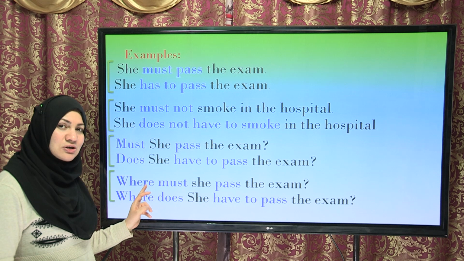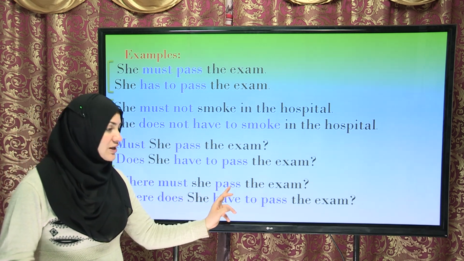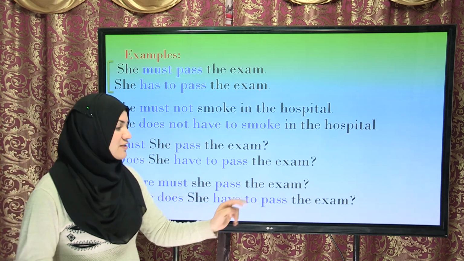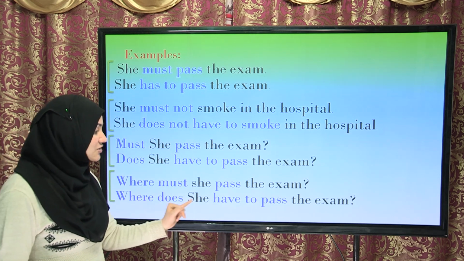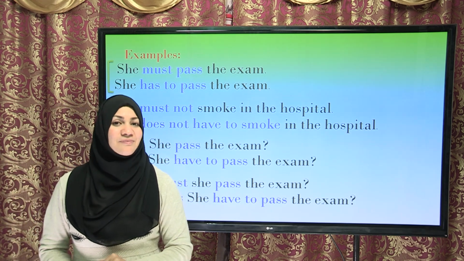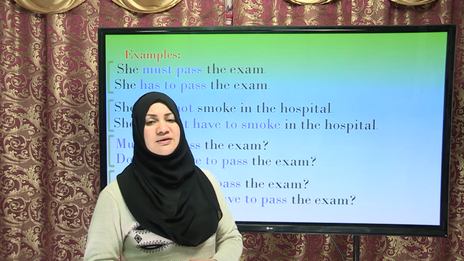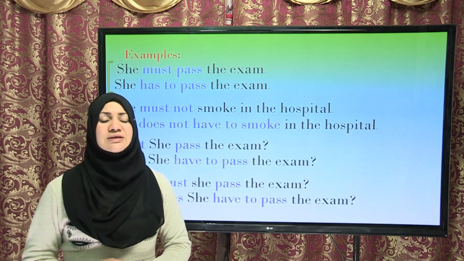The question word plus must plus subject plus infinitive, the rest of the sentence, question mark. Where must she pass the exam? Or we can say for obligation, where does she have to pass the exam? So they have the same meaning. After these examples of obligation in the present simple, we are going to see the second tense.